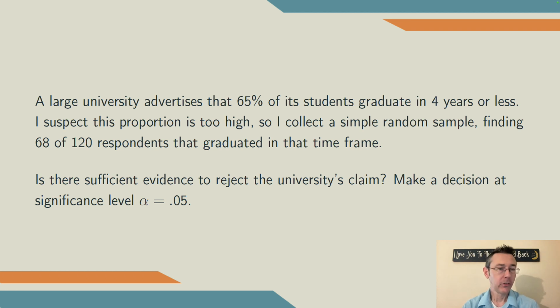A large university advertises that 65% of its students graduate in 4 years or less, but I suspect that that proportion is too high. So I go out and I collect a simple random sample, finding 68 of 120 respondents that did graduate on time. Is there sufficient evidence to reject the university's claim? I want to make a decision at significance level alpha equals 0.05.